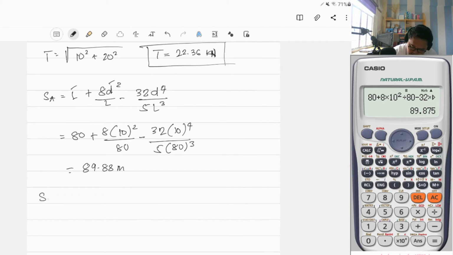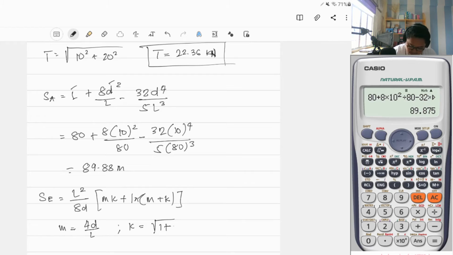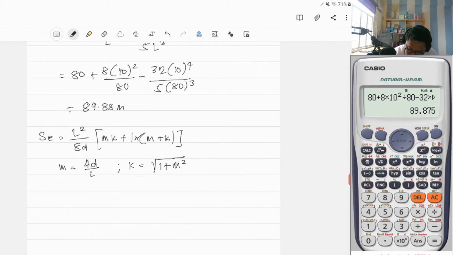So I will call this SE, as S exact. Okay, so the formula is quite long, no? L squared over 8D times MK plus ln of M plus K, where M is equal to 4D over L and K equals the square root of 1 plus M squared. So what we are going to solve first is the M.